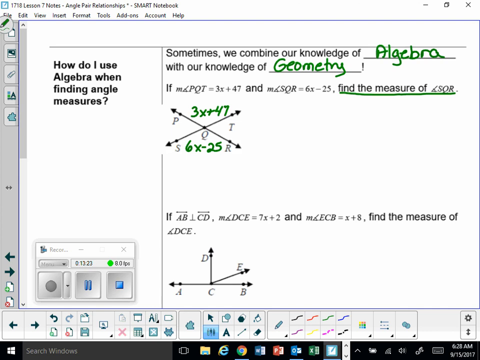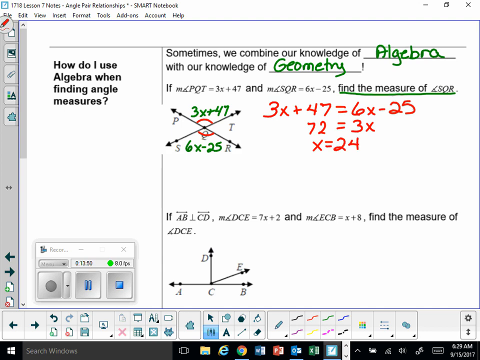When I look at this diagram, I can see that I have vertical angles, and vertical angles are congruent. So I'm going to set these two expressions equal to each other. Let's subtract the 3x from both sides. Let's add the 25 to both sides. Divide by 3, and x is 24.